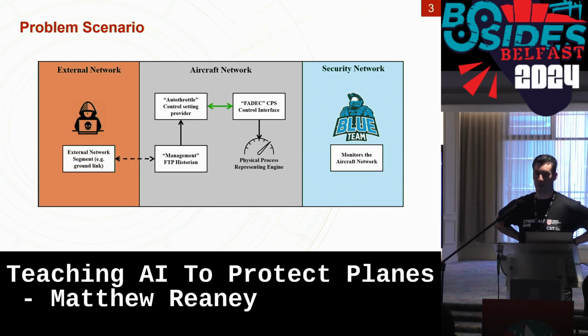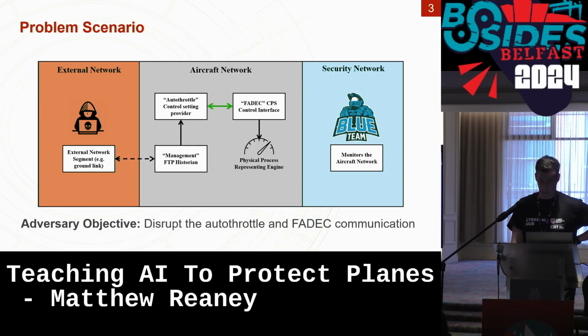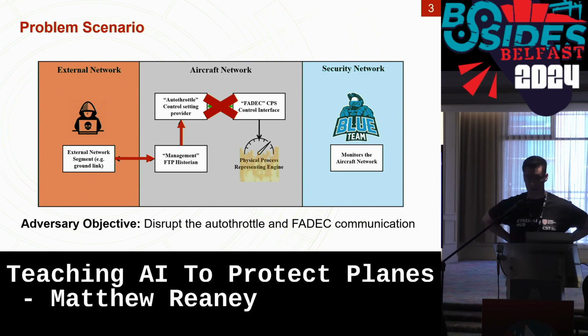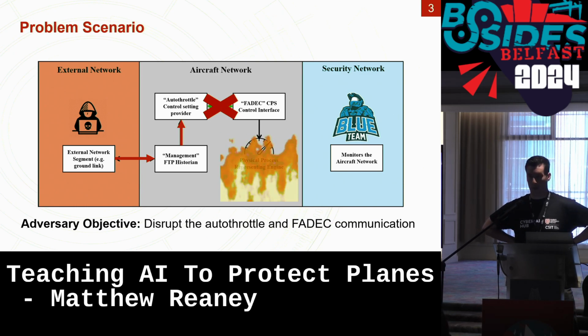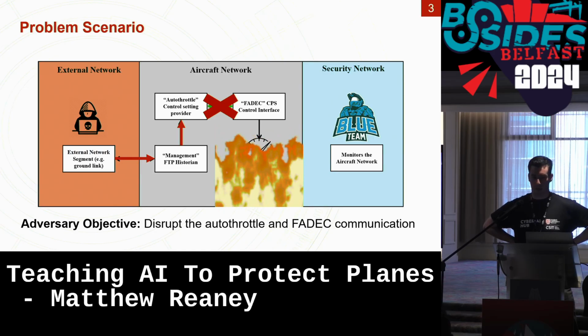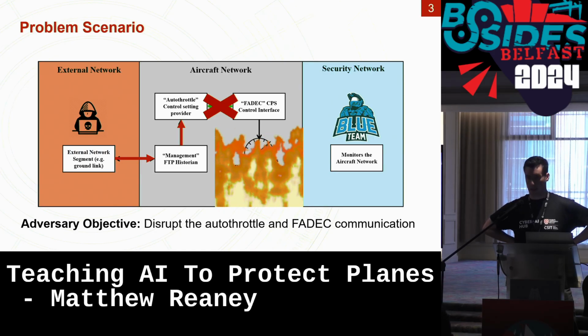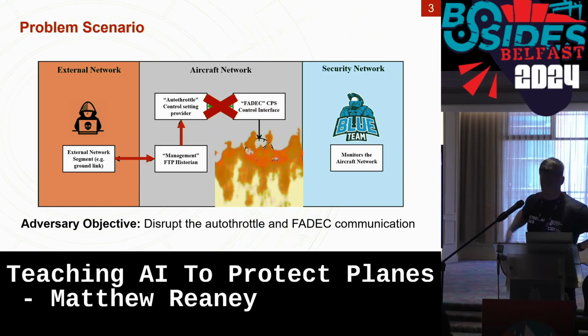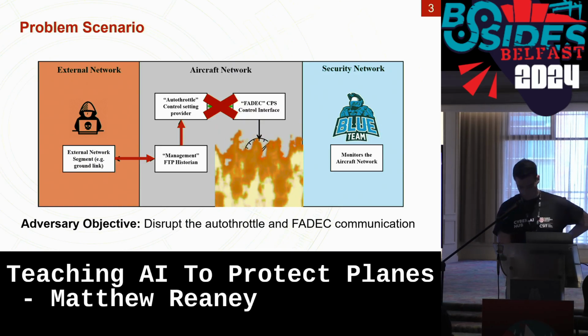So they might be coming in via an external network link. Maybe there's Wi-Fi on the plane. More likely it would be the ground link of how the actual people who manage the airplane would get access to it. So the adversary's objective in our problem scenario is to disrupt this communication between the auto throttle and the FADEC. So there's no thrust information, no telling it to speed up and slow down. And the adversary goes through various steps of the MITRE framework, reconnaissance, privilege escalation, and we've got an 8-stage attack. And if they succeed and complete critical failure, well, it's no good for our scenario.